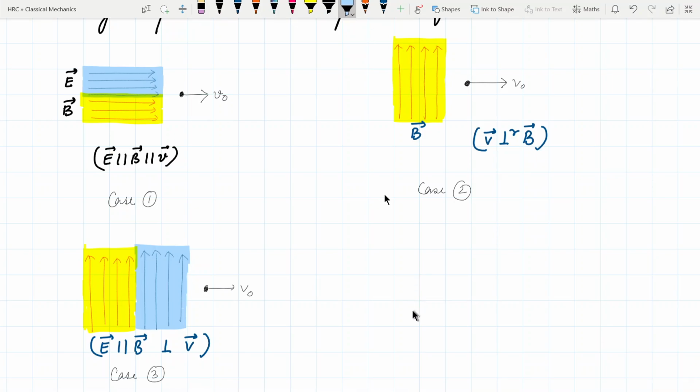electric field and the magnetic field. You have the magnetic field and you have the electric field.